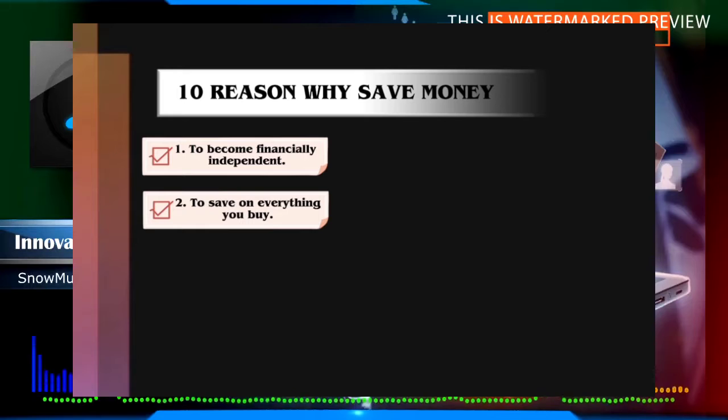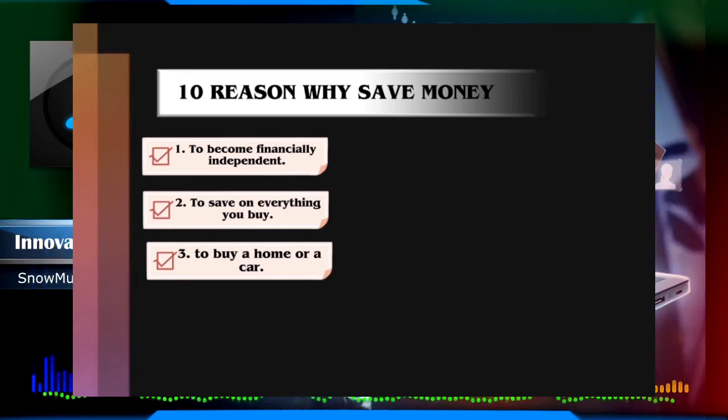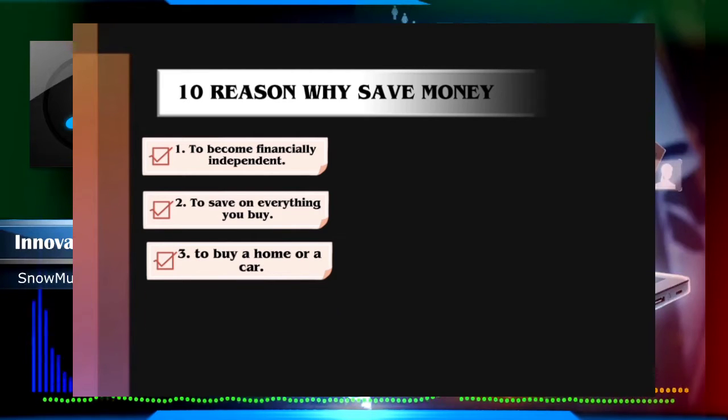Second, to save on everything you buy. With savings, you can buy things when they are on sale and can make better spending choices without being compromised on credit card interest charges. Third, to buy a home or a car. Savings can be used in buying a home in full or as a down payment, especially in times of promo deals, bids, and inevitable sales at a reasonable interest rate.